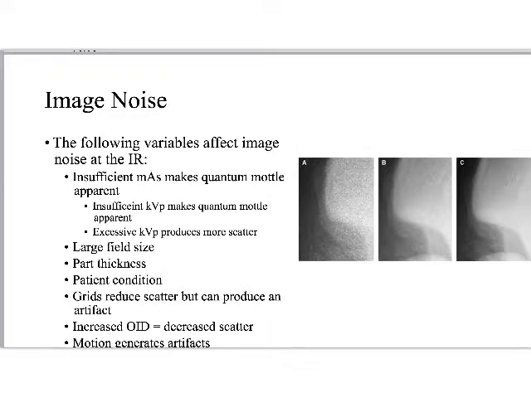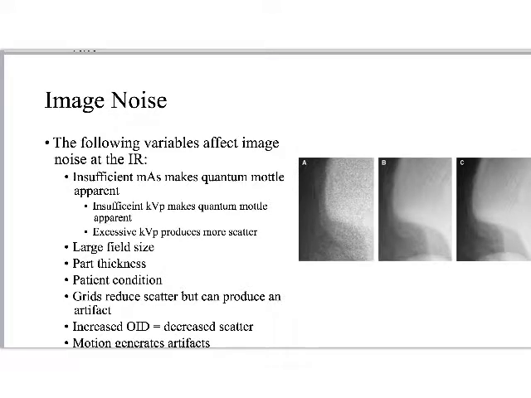Grids reduce scatter, but they can also produce an artifact. We looked at that some last week, that as we employ grids, we have to be careful and make sure that, for example, the wall bucky is selected, that we have sufficient mass to compensate for the grid usage, and that we haven't angled the part in relationship to the grid or the grid in relationship to the central ray, because that can produce artifacts due to the grid not being at the correct angulation. Interestingly enough, as we increase the OID, we are decreasing scatter. So we can use what we call an air gap technique. We do that most commonly on stuff like a lateral C-spine.